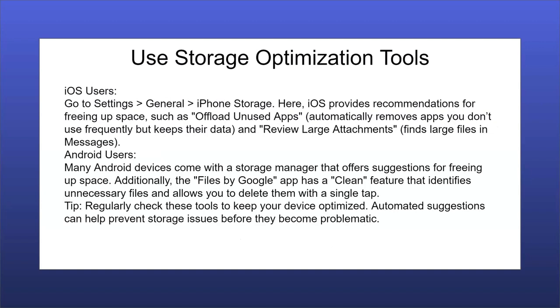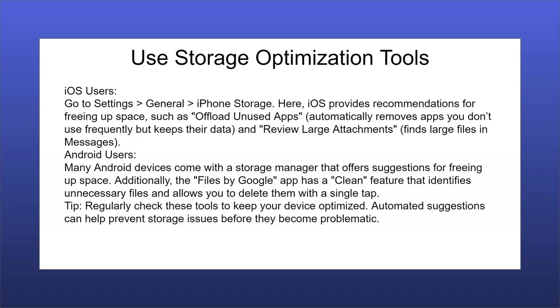So next, we're going to learn about using storage optimization tools. Go to Settings, General, and iPhone Storage. Here, iOS provides recommendations for freeing up space, such as offloading unused apps. Just like I said in the beginning, you can offload apps, and it'll say review large attachments on your iPhone when you follow these steps. And it'll basically give you some tips on how to reduce the amount of storage that's being taken up.